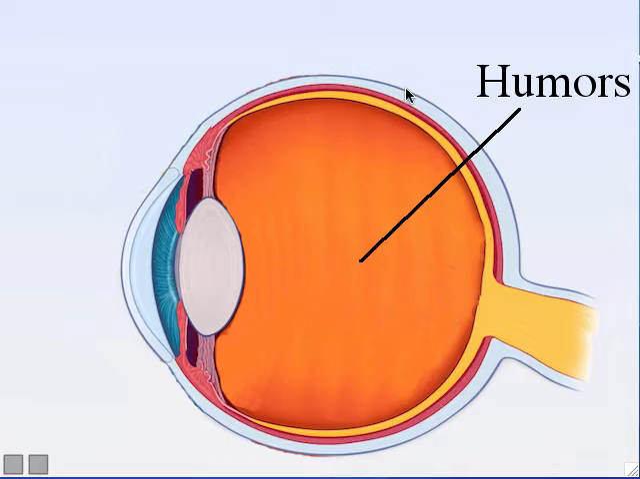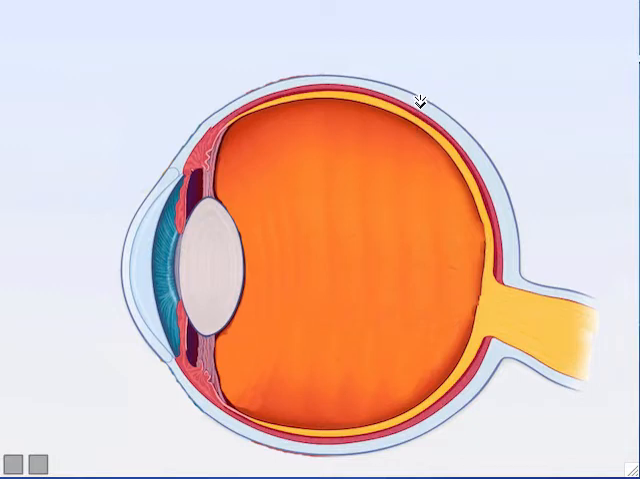Where you find the tissue layers of the eye are here in the wall of the eye. And the tissue layers that make up the wall of the eye are called the tunics of the eye. And there are 3 tunics. Matter of fact, if you look closely, you can see that pretty clearly. 1, 2, 3. 3 tunics make up the wall of the eye.